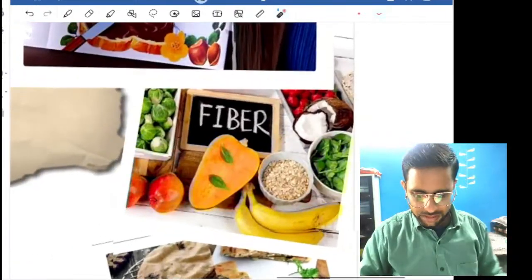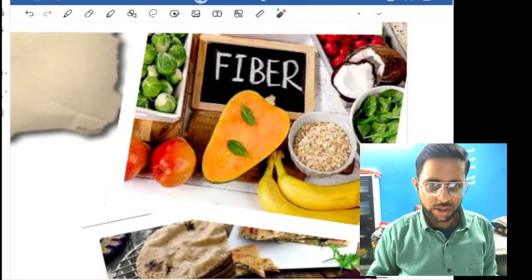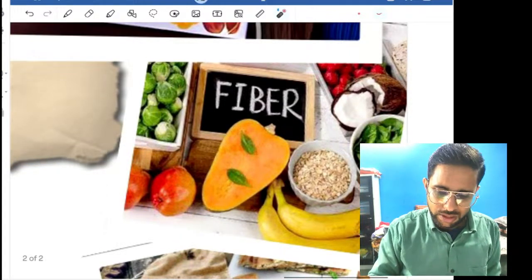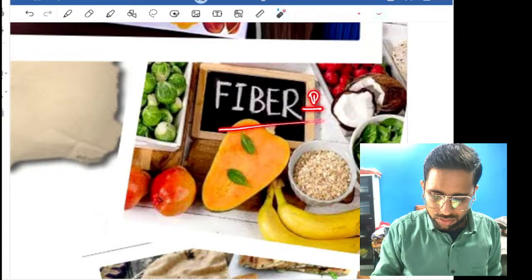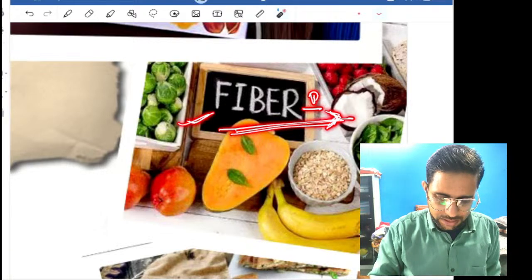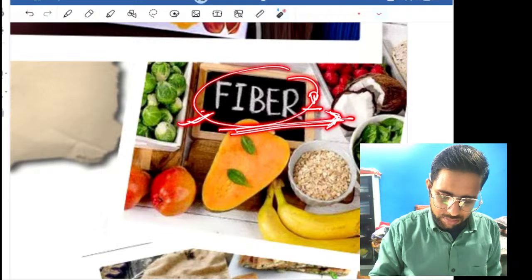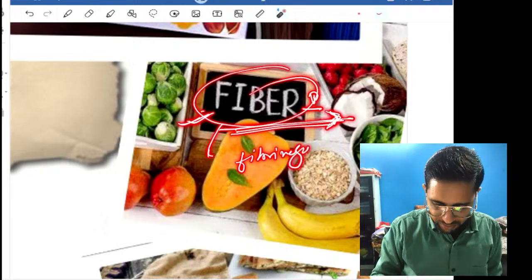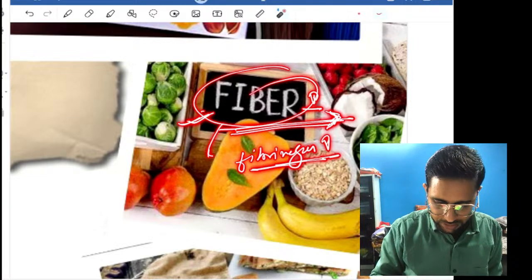Now see this picture. What is this picture showing you? Fiber. So we suggest the pregnant woman eat a more fiber diet, because constipation is very common in pregnancy, so hemorrhoid problems can occur. So we advise to eat more fibers. So what is the mnemonic from the fibers? Fibrinogen. So fibrinogen increases in pregnancy.